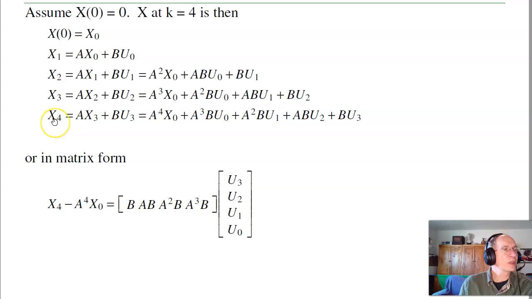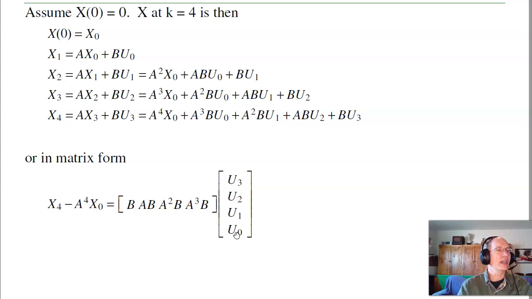Now putting this all together, at time equals 4, x of 4 minus A to the 4th x of 0, bringing that left, is equal to a matrix, that's your B, AB, A squared B, A cubed B, times my input at time 3, time 2, time 1, time 0. If this matrix is invertible, then any state x4 can be obtained just by finding the inverse of the controllability matrix times the difference in these two. That'll tell me what my input is.